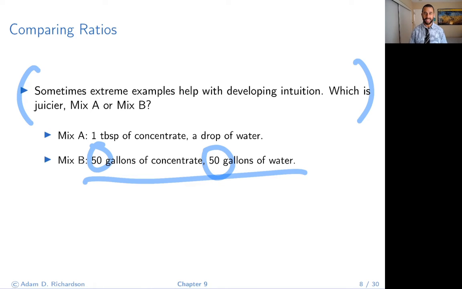So mix A is going to be way juicier than mix B, even though mix B is a larger quantity, you could say. That's the idea. It's a larger amount total, but that's not what matters, right?